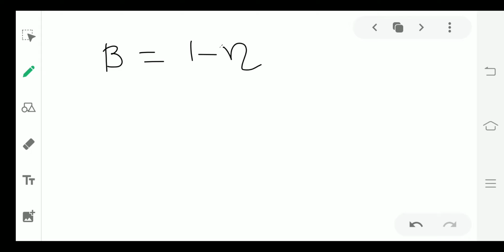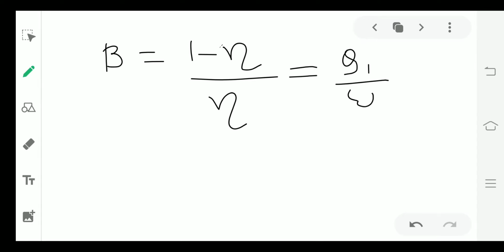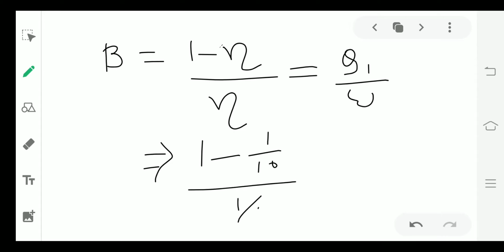the coefficient of performance is equal to 1 minus eta, which is the efficiency, upon eta, equals heat absorbed upon work done. So we put the values. One minus the efficiency of engine, which is given as 1 upon 10, upon 1 upon 10, and heat absorbed by the system we have to calculate, and work done 10 joule is given.